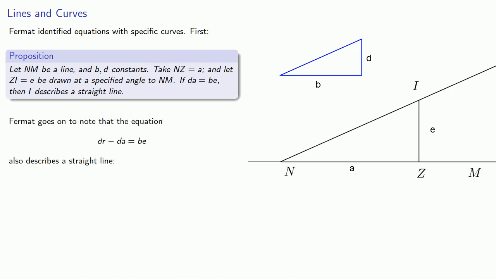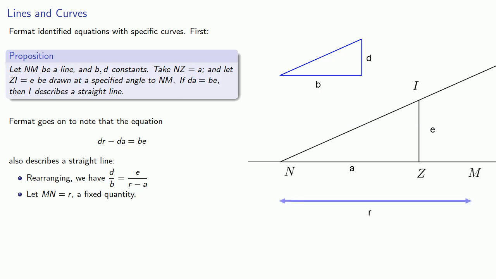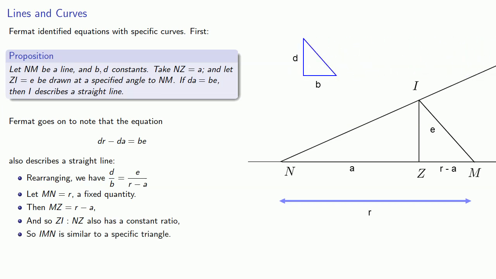Fermat goes on to note that the equation DR minus DA equals BE also describes a straight line. If we go through Fermat's proof, we can gain some insight into his method. So, rearranging this as a proportionality. Let MN equal R, some fixed quantity. Then MZ is R minus A. And so ZI to NZ also has a constant ratio, and by almost the same argument as before, IMN is similar to a specific triangle, etc.